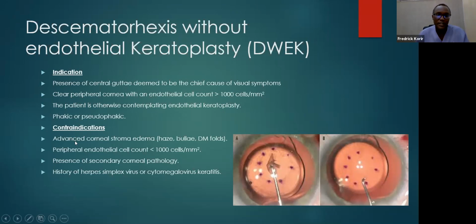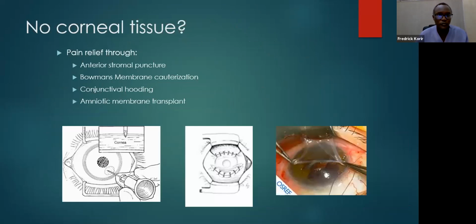Contraindications would be an advanced corneal stromal edema, peripheral endothelial cell count of less than 1,000, presence of secondary pathology, or history of herpes simplex or CMV keratitis. So those are the contraindications for a DWEK. But it's a very simple surgery compared to a DSEK, because you're just peeling the center, and it's a very quick one. So that's what makes it a bit attractive.